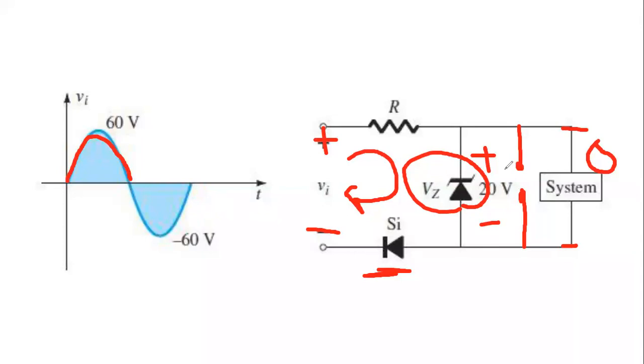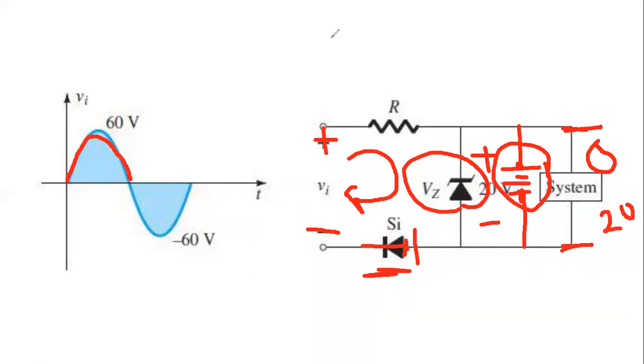So at that time it will be just a 20 volt voltage source. It will be a 20 volt voltage source, and this will also be a 0.7 volt voltage source. So my student, the silicon diode will be a 0.7 volt voltage source, and the Zener diode will be a 20 volt voltage source. So at that time the system is parallel with the Zener diode. So we will get 20 volt in the output.